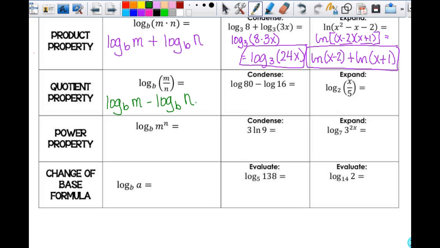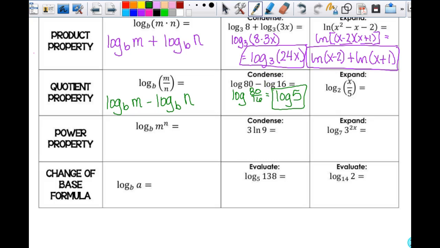So I'm going to condense it, meaning I already have subtraction, same base. In this case, it's base 10. So this gives me log of 80 divided by 16, because that subtraction turns into division in one log. And then I can simplify that. What's 80 divided by 16? 5. Log of 5.